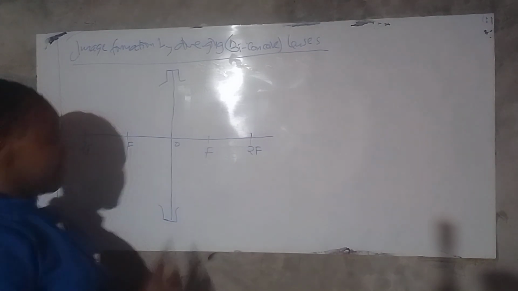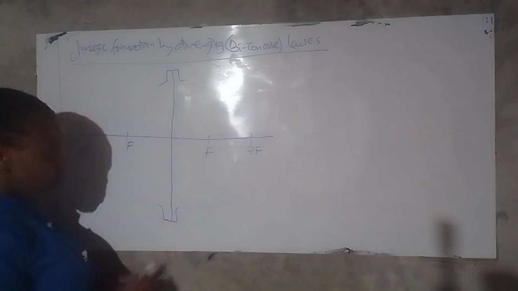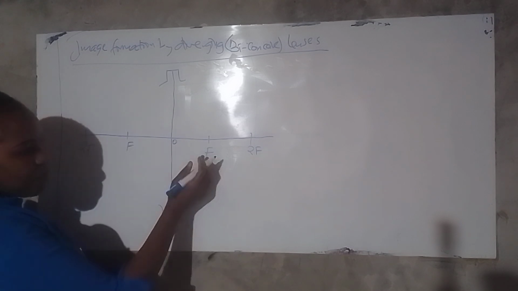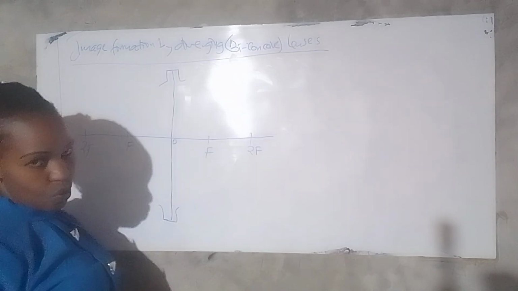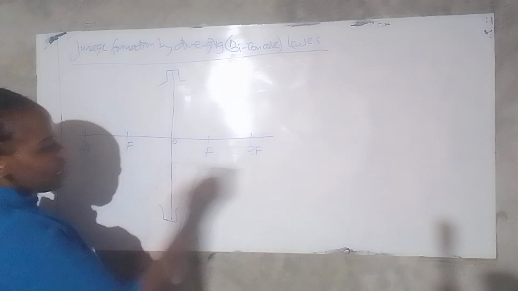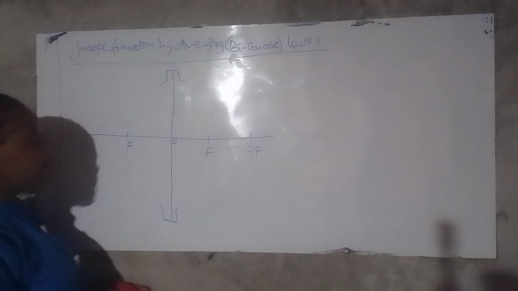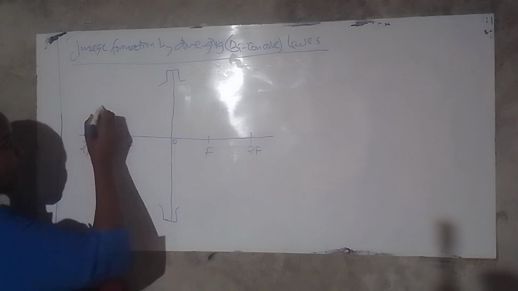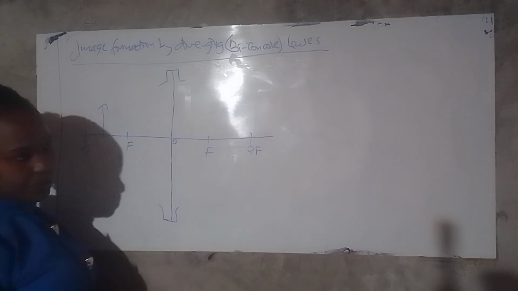We say the distance from the optical center, that is the center of our lens, to F, which we call the focal length, and the distance from F to 2F, the center of curvature, are equal. Or better yet, the 2F distance is twice the F distance. Okay, now with that, let's put an object anywhere. Let's put the object between 2F and F. Okay, then follow the rules.